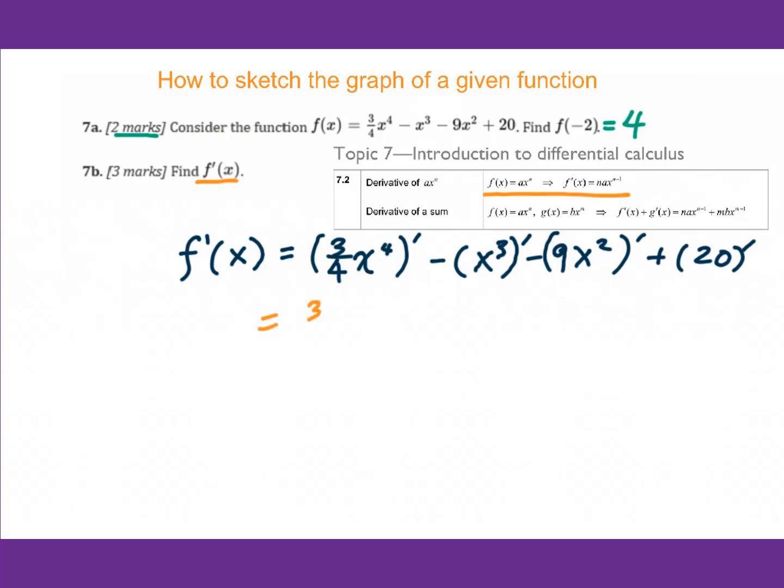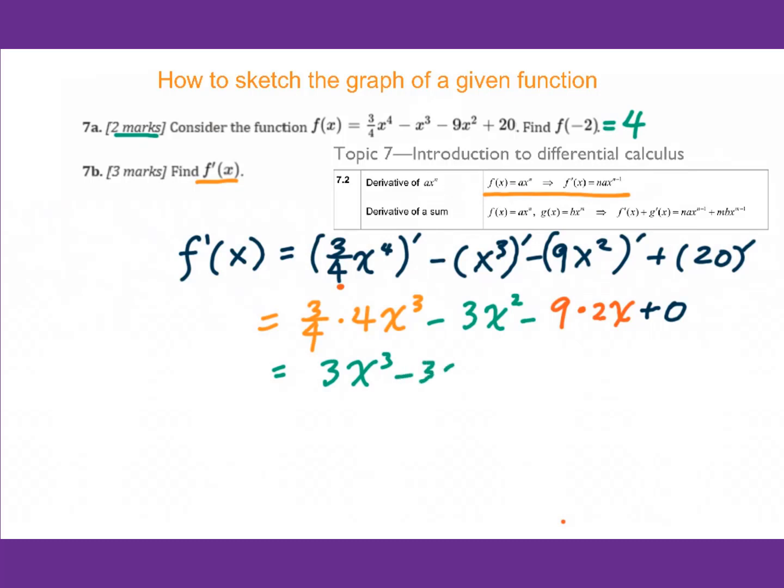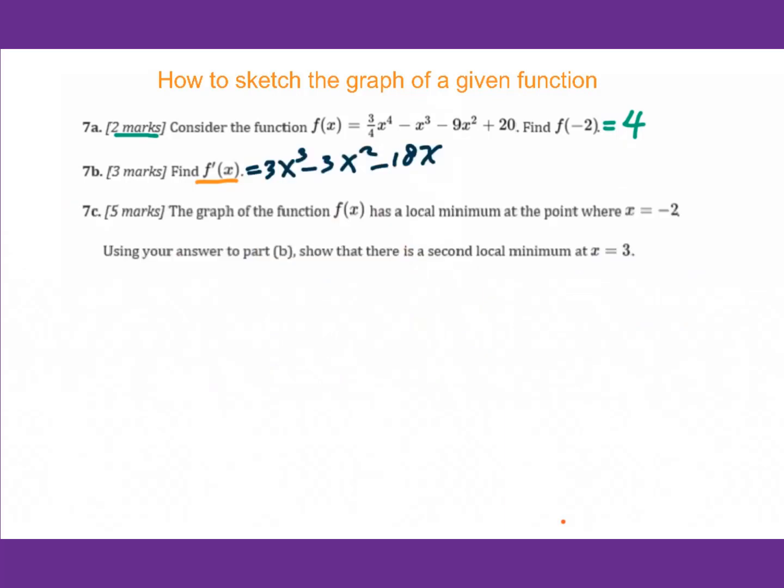So you get 3/4 times 4x to the third power. The coefficient stays. Minus 3x squared, minus this 9 stays, then times 2x, then plus 0 for the derivative of a constant number. We organize, and you will get 3x to the third power minus 3x squared minus 18x. Now let's go to 7c.